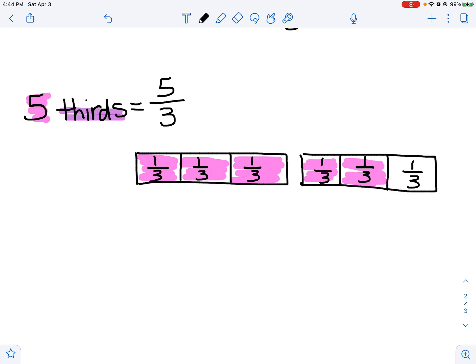Just remember the bottom number is how many parts each whole is broken into. The top number represents how many parts are shaded or how many parts we're talking about.